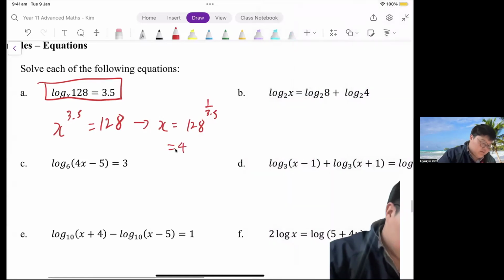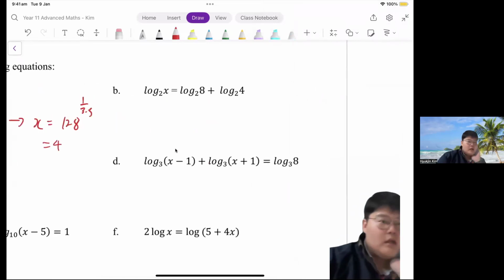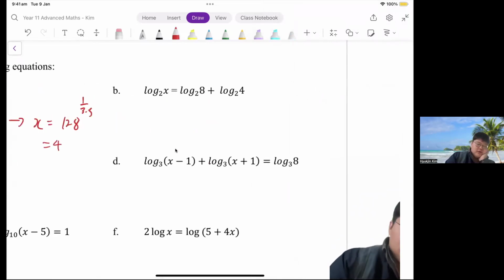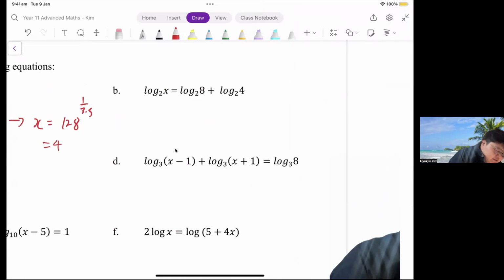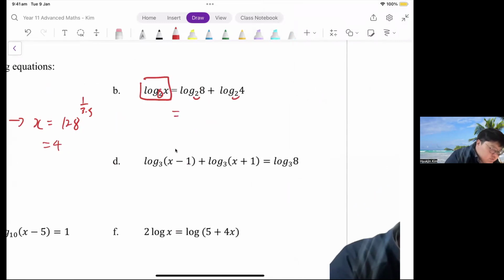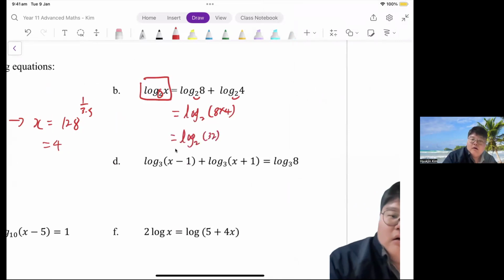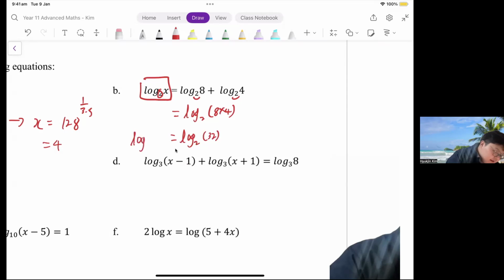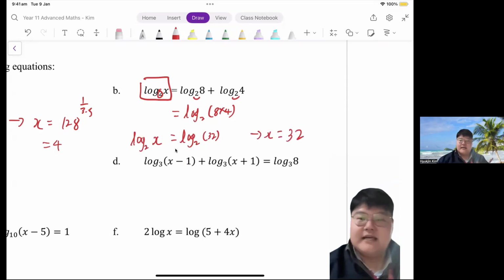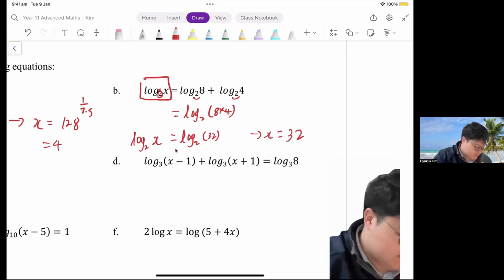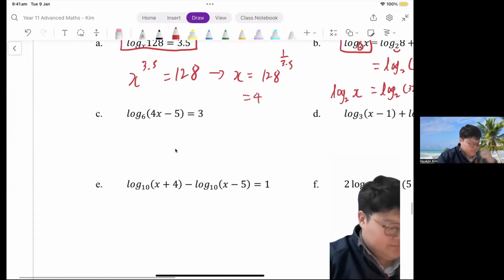Okay. Now, let's have a look at this thing. Log base 2 of x equals log base 2 of 8 plus log base 2 of 4. I notice this is just a single term with a base of 2, but they both have bases of 2. I could use the rule log 2 of 8 times 4, which becomes log 2 of 32. If log 2 of x equals log 2 of 32, this means x equals 32. How good is that? Not bad at all.